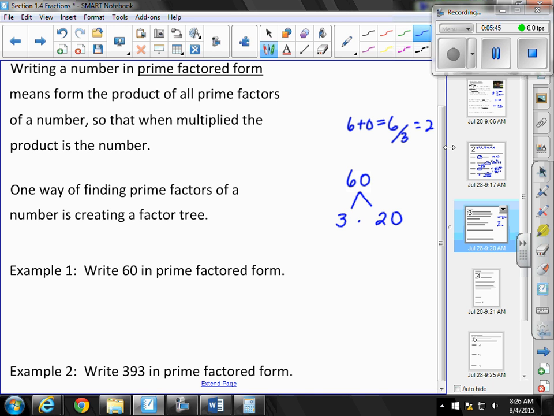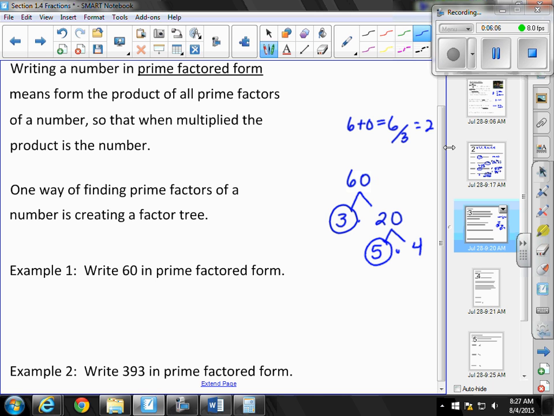When I'm doing a factor tree, I circle the prime numbers. So my branches, 60 branches off into 2 factors, and I circle the prime ones. 20 ends in 0, so I know it has a factor of 5. 5 times 4 is 20. 5 is prime, so I'm going to circle it.